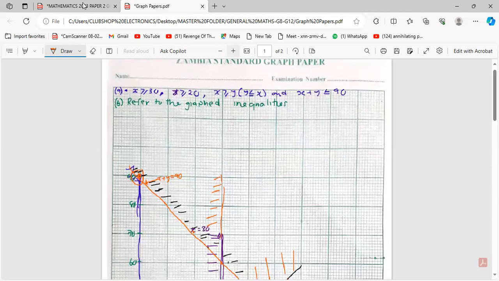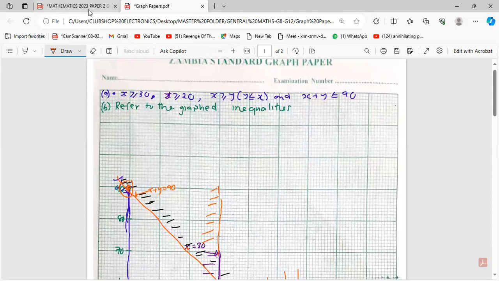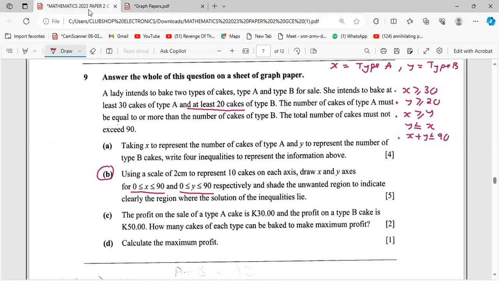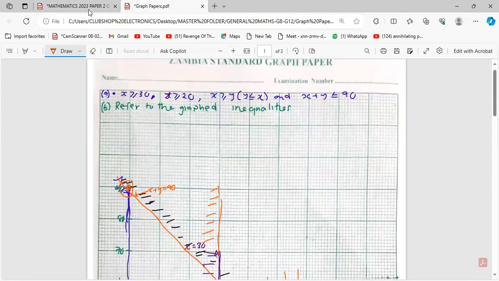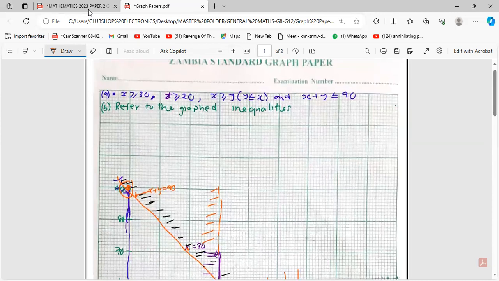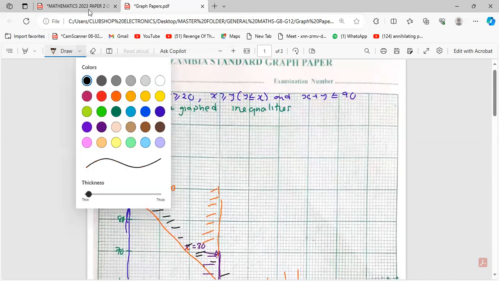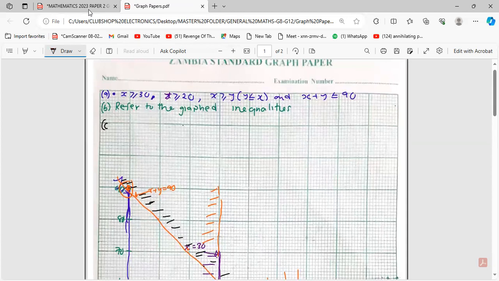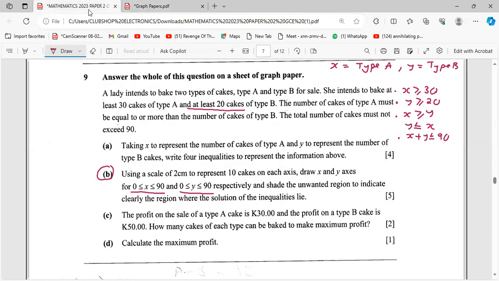That is B done. Now C and D. So for C, we are saying the profit on a cake of type A is 30 kwacha and type B is 50 kwacha. How many cakes of each type can be made to make the maximum profit?